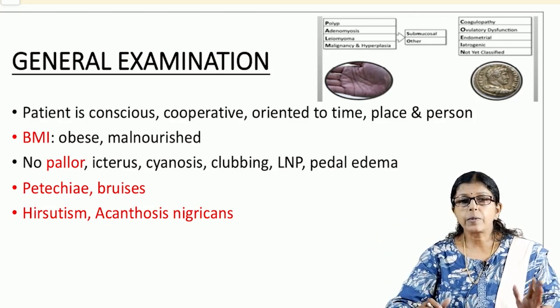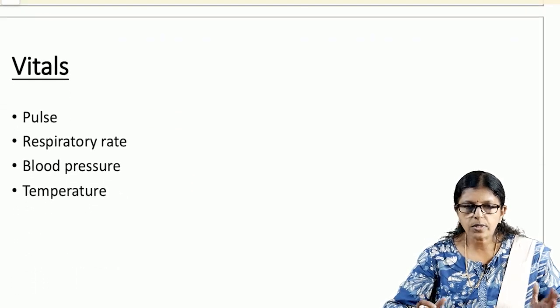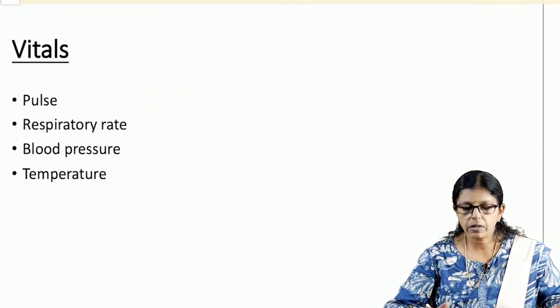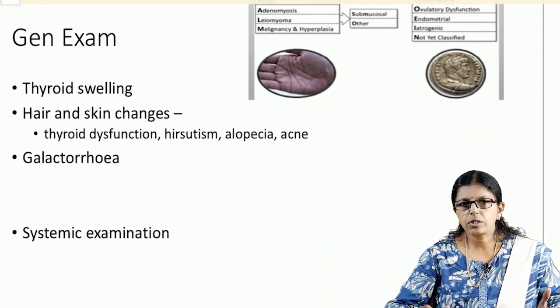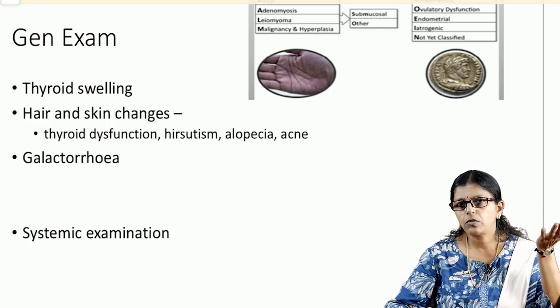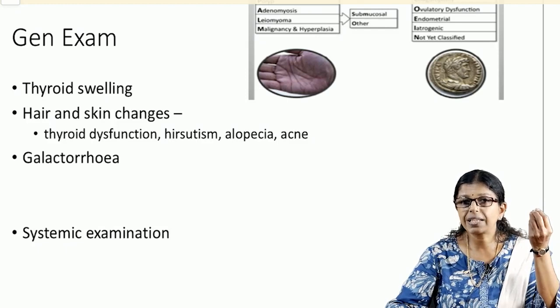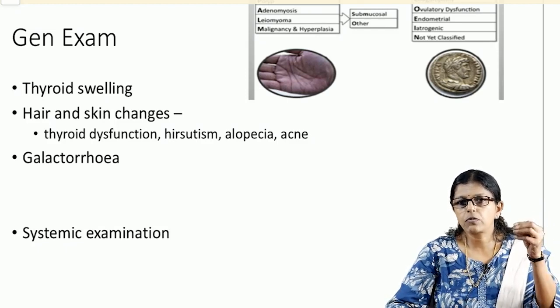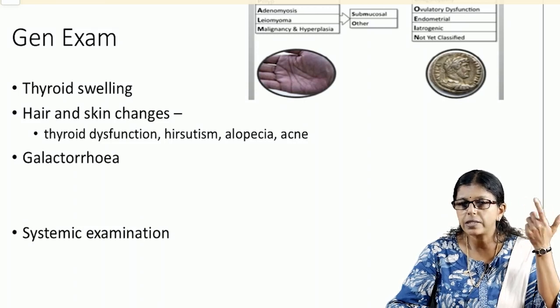So, these are aspects that you will look for in your general examination. Of course, the vitals: the pulse, the respiratory rate, the temperature, the blood pressure, and then the general examination. So, you are looking again at all those causes that you were thinking earlier. The anovulation: you could have a thyroid swelling, you might have galactorrhea or milk secretion from the nipples because of prolactin dysfunction in some women. You can have the hair and skin changes.